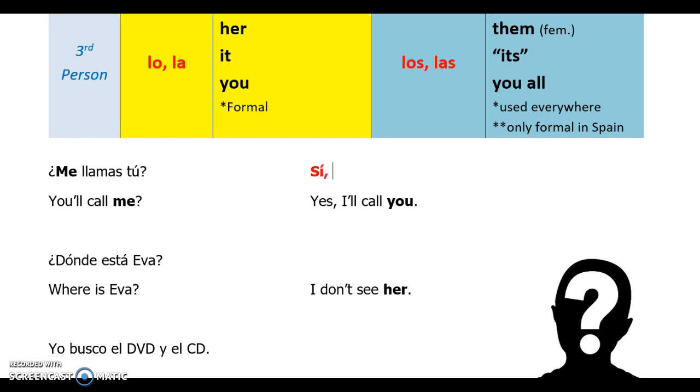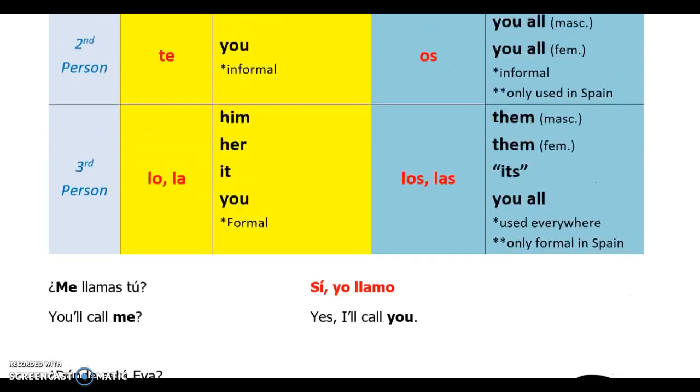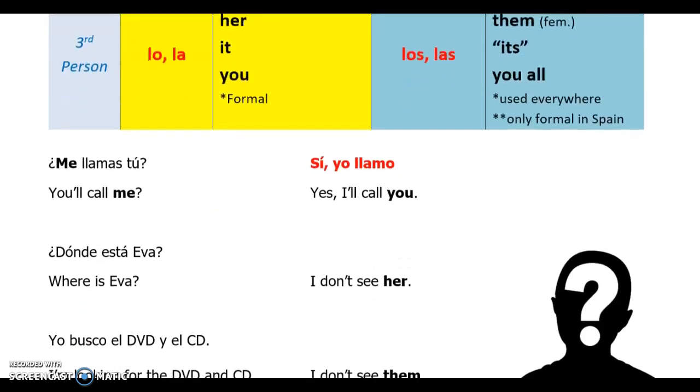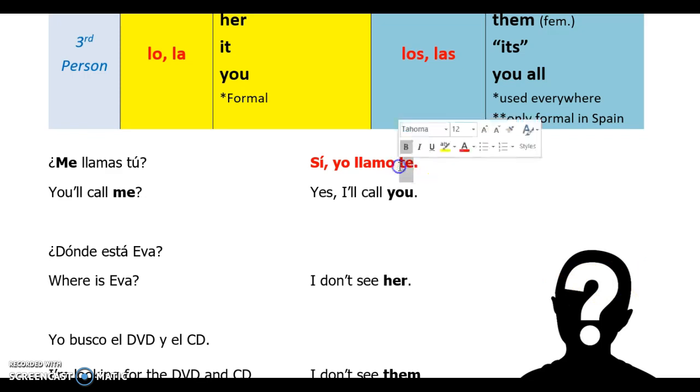Now, normally what we would do is this, and we're going to do this wrong on purpose first. Yo. The verb to call is llamar. Use the yo form ending. And then the you, let's just assume it's informal, te. That will be the same syntax or order as English. But what's going to happen in Spanish is this. The te doesn't go there. It has to go in front of the verb. Sí, yo te llamo. So that's where that goes.